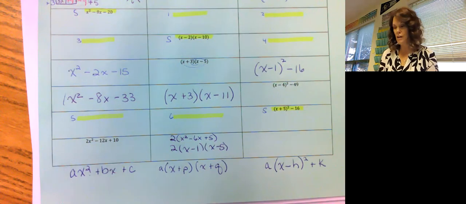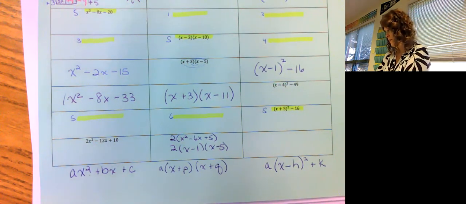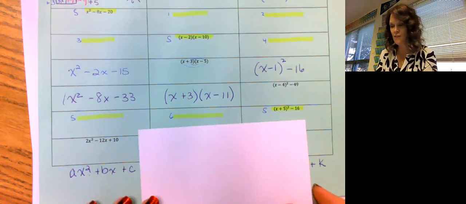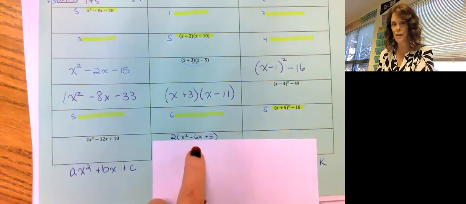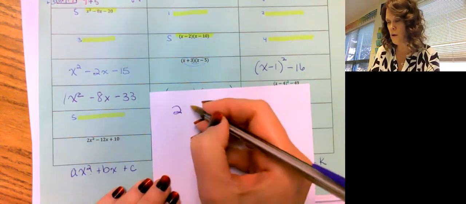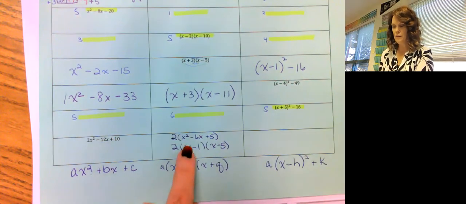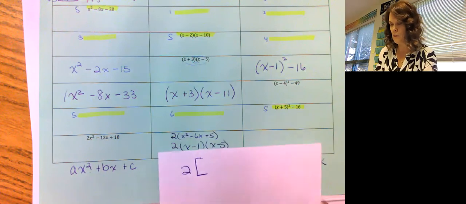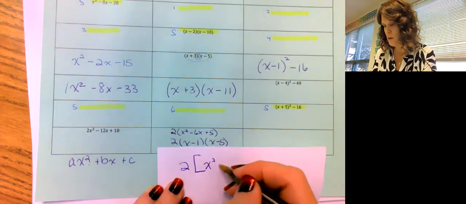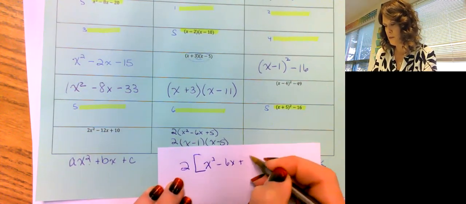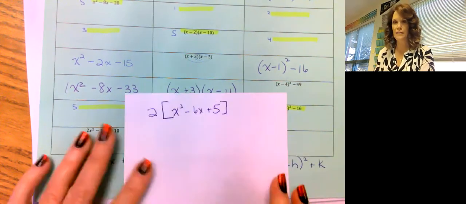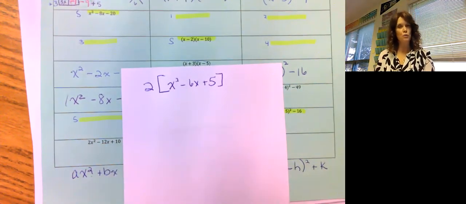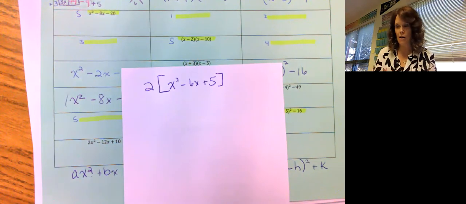If we were to try to complete the square on this, I would still have to do the same thing. I'd still have to use it from here. You cannot complete the square when you have an A value bigger than 1. Okay, so I'm going to write this x squared minus 6x plus 5 in brackets there because I want to redistribute the 2 later, all right?